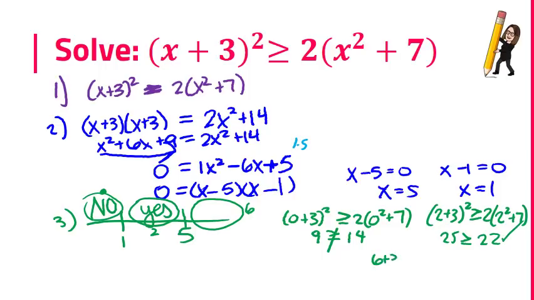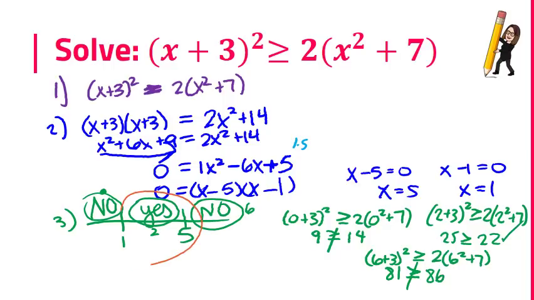If I plug in 6 for x, 6 plus 3 is 9 squared, 81. 6 squared is 36, plus 7, 43, doubled 86. Close, but not true. Okay, so again, I have one interval that is true. So that one interval exists from 1 to 5. It's greater than or equal to, so it would be brackets.